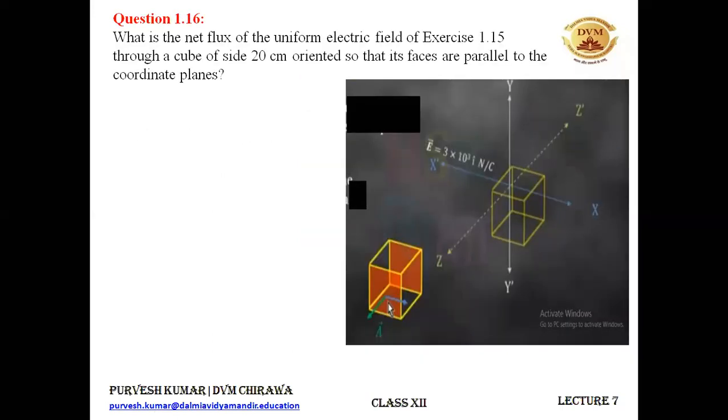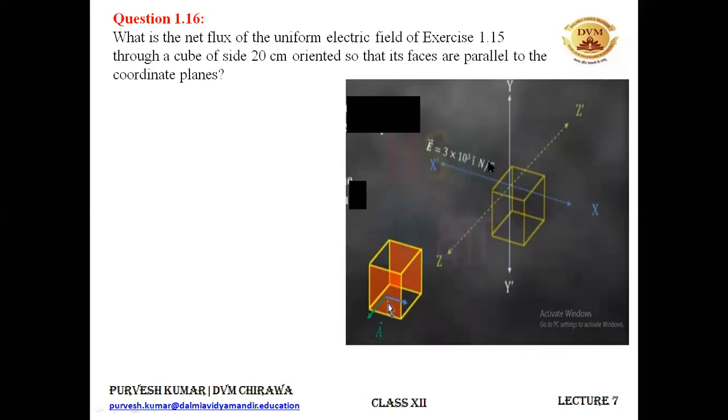What it says: what is the net flux because of a uniform electric field given in exercise 1.15, that is, the value is the same, 3 into 10 to the power 3, through a cube of side 20 centimeter oriented such that its faces are parallel to the coordinate plane. See, this is a cube that is placed in this electric field. We need to find the flux through this cube. So please remember this thing, that this electric field is uniform.